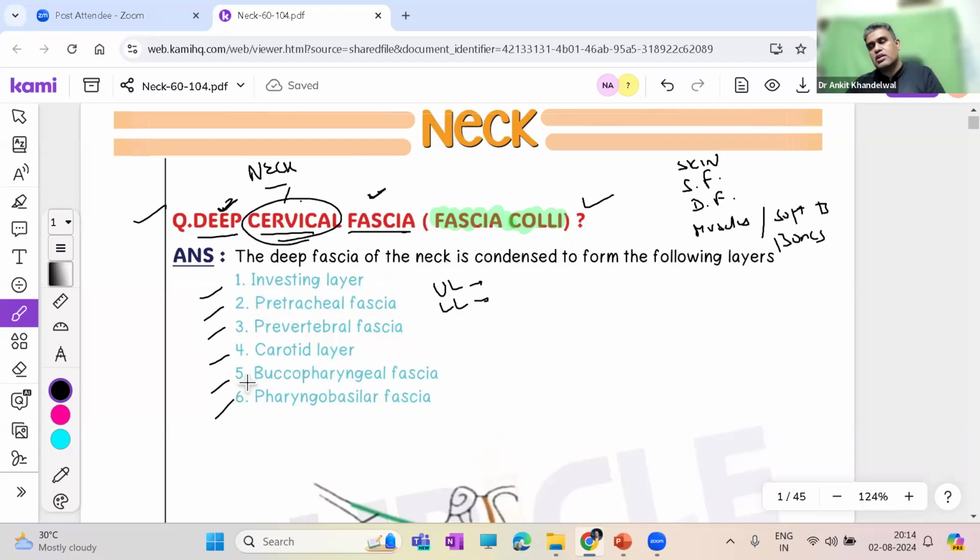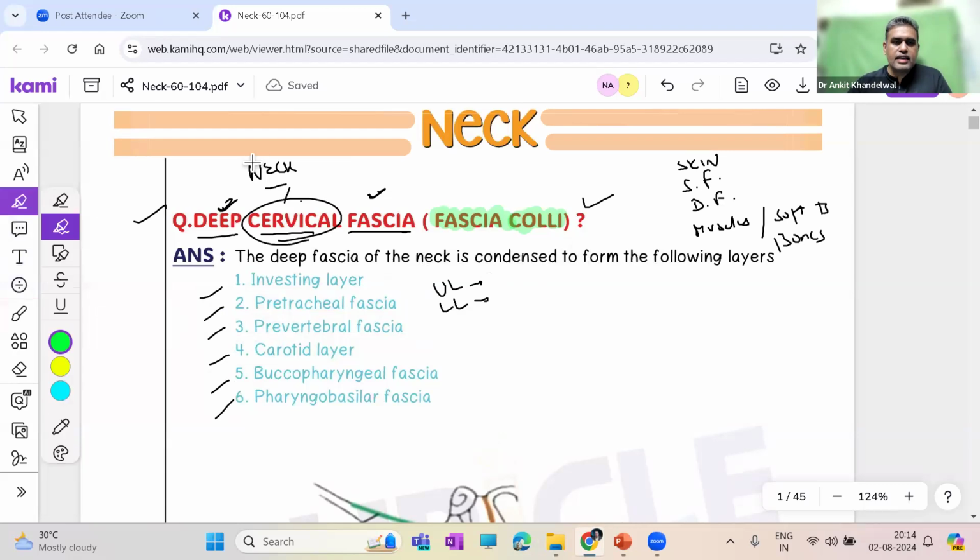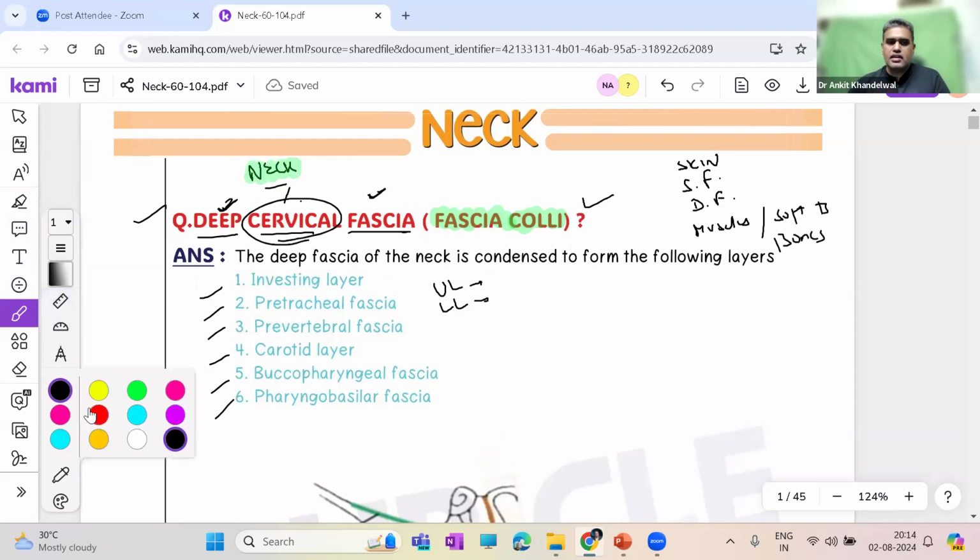So now the question should come to your mind: why is the deep fascia in the neck so important that it has so many layers? So there should be something, right? So what is that something?